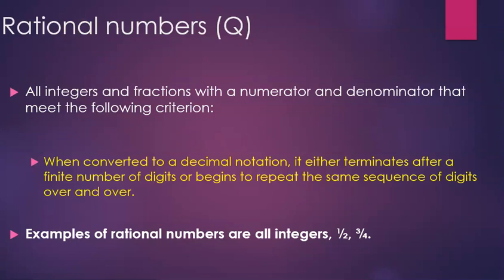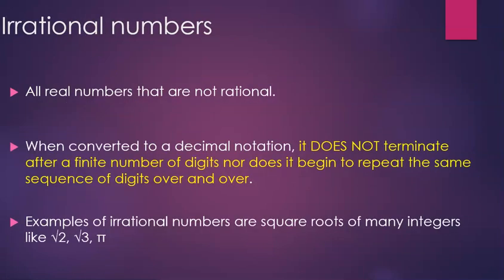Okay, and then irrational numbers, of course, represent all those that are not rational numbers, right? Yeah, but what does that mean? So what it means is, through common sense, it's the opposite. So when converted to a decimal notation, that fraction does not terminate after a finite number of digits, and nor does it begin to repeat the same sequence of digits over and over.